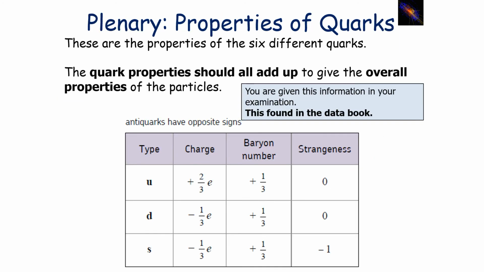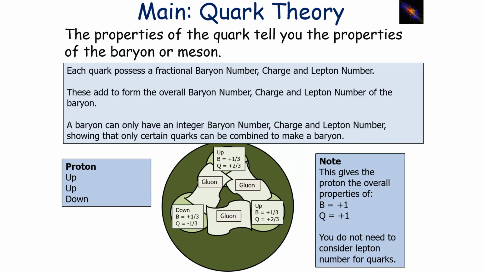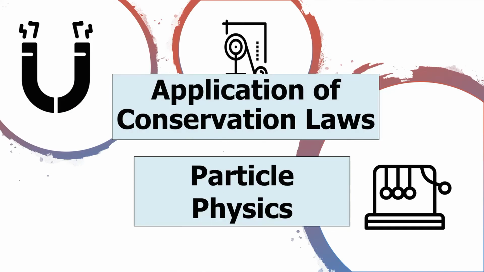Now again, please remember the quark properties should all add up to give the overall properties of the particle. So here's an example of us doing that. The properties of the up and the down add together to give the properties of the proton, as shown here. So finally, let's now have a look at the application of the conservation laws.